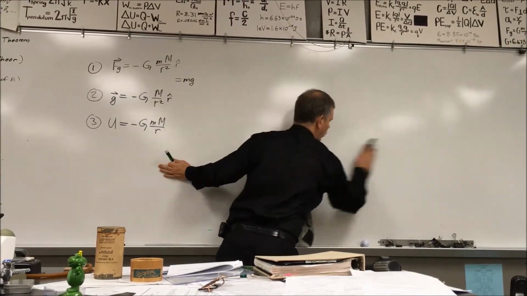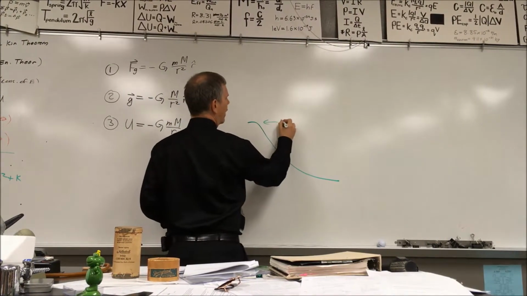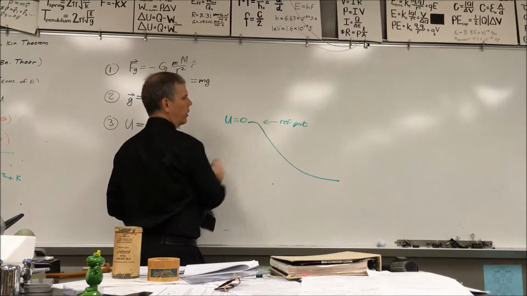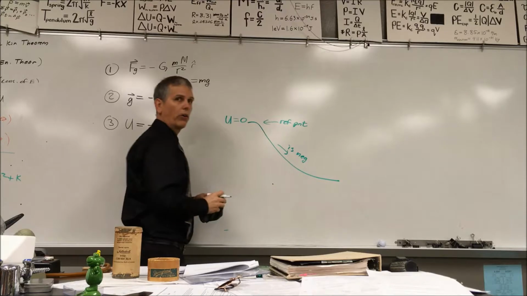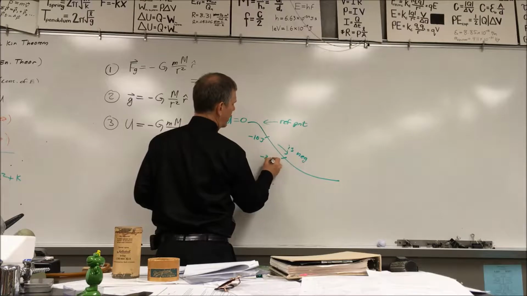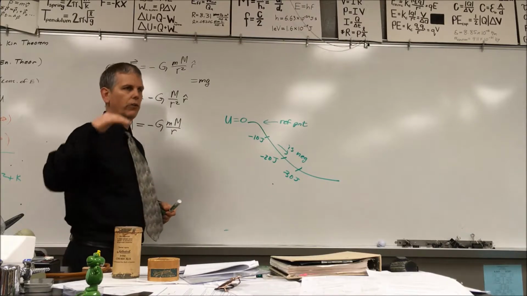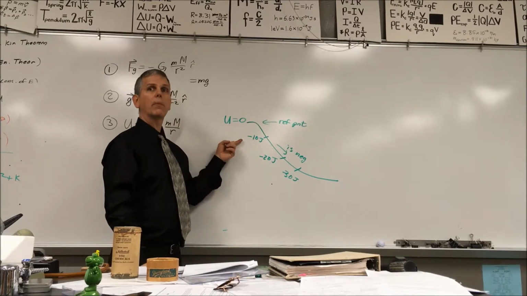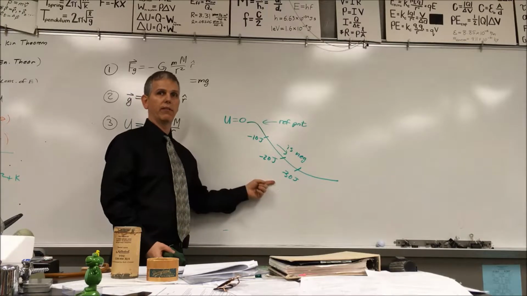Hopefully we remember that when we had ramps, and if we have a ramp like this, if I say here's my reference point, then U equals 0, and all of this is negative. And the farther down you go, the more negative. Let's call that negative 10 joules, negative 20 joules, negative 30 joules, etc. We all follow that, right? So the farther down the ramp you get, the more negative. Or another way to look at it is the higher up the ramp, the more positive. And isn't negative 10 more positive than negative 30?